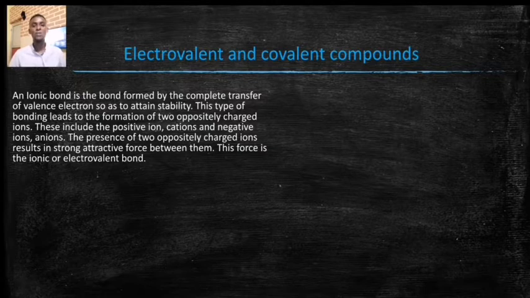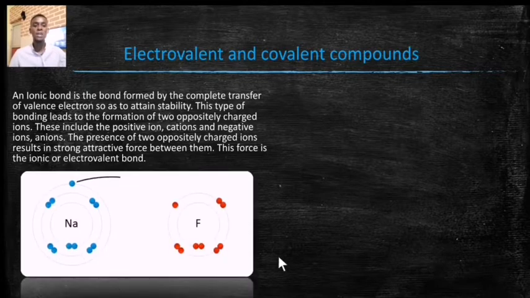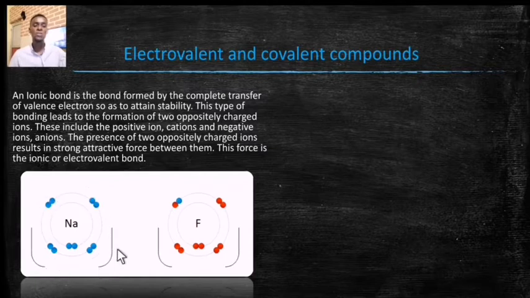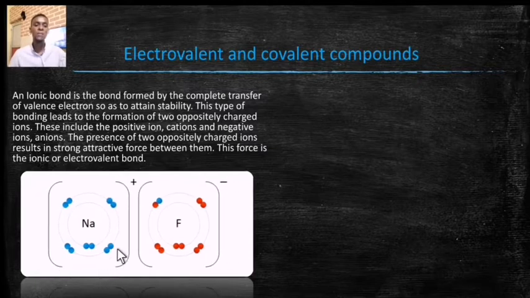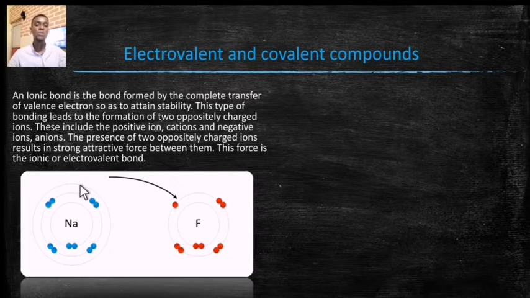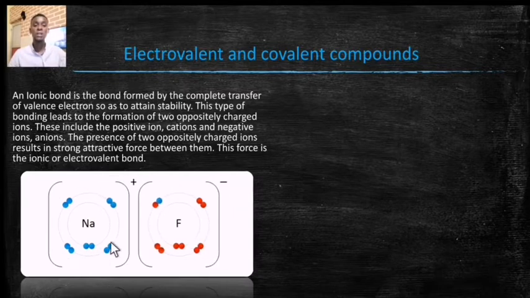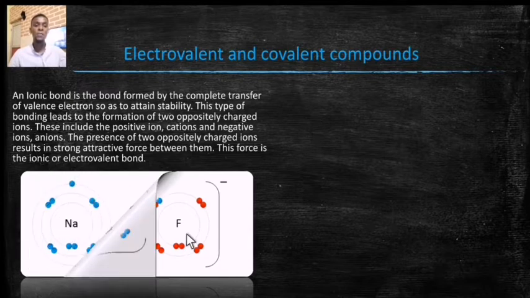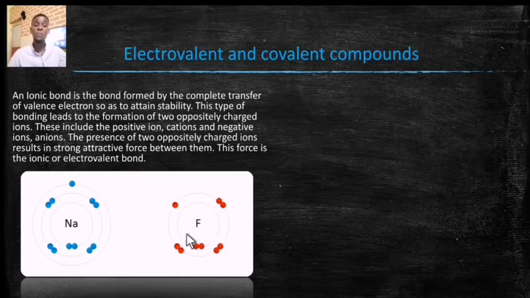Electrovalent compounds are compounds formed between metals and non-metals, involving the transfer of electrons from the metal to the non-metal, as we see in the GIF image here, where sodium loses its valence electron. Sodium has an atomic number of 11 and fluorine has an atomic number of 9. So sodium loses its outermost valence electron to fluorine. Sodium becomes 10 and forms an ion, and fluorine gains an electron to also form an ion.